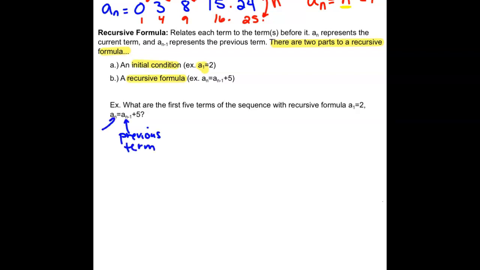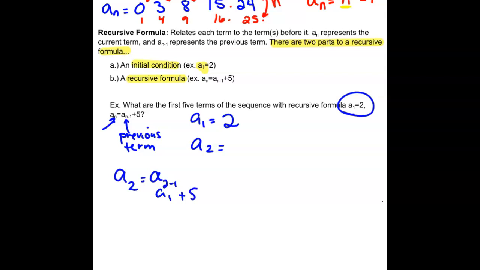So if we're trying to find the nth term, then the n minus 1th term would be the number right in front of it. So our sequence is telling us that we're starting with a 2. So my first term is a 2. My second term says to take the previous number. So if I'm trying to find a sub 2, it's telling me take a sub 2 minus 1, or a sub 1, and add 5 to it. So I'm going to take my previous answer, which is a 2, and I'm going to add 5 to it.